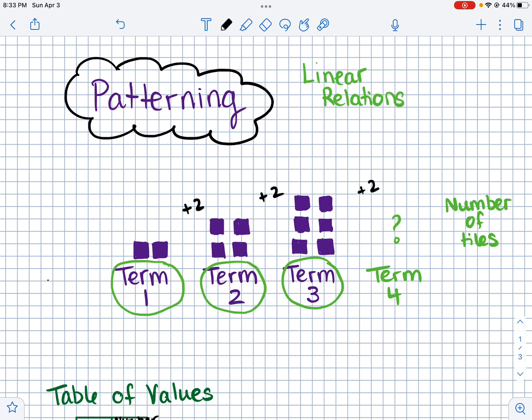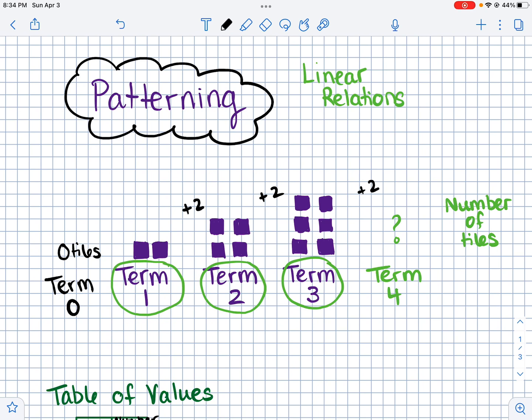And what if I even backed it up to something called term 0? How many tiles would we have? We would have no tiles, because since it's going up by 2 every time, it would make sense to have 0 tiles, and then 2, 4, 6, 8.